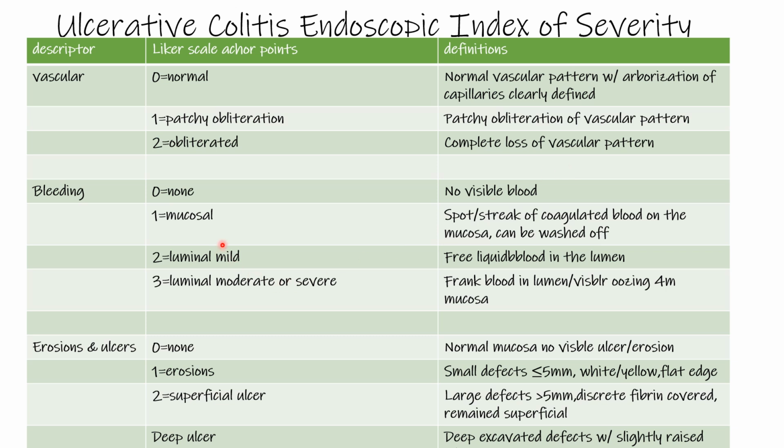In terms of bleeding, in 0 you have no visible blood. In 1, you just have spots or streaks of coagulated blood on the mucosa, and this blood can be washed off. In 2, you have luminal bleeding, that is mild: some free liquid blood in the lumen.